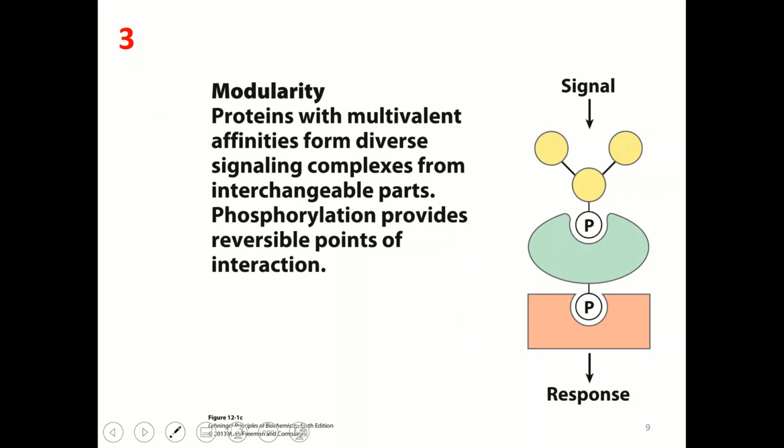Okay, the third feature, modularity. It turns out that these signaling proteins can form complexes with each other, and they can make really different complexes that can have different activities. So you'll see the same building block proteins in different pathways.